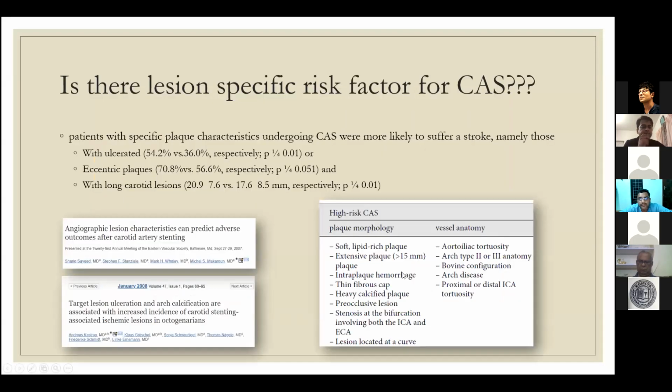Sarah also pointed out the lesion-specific characteristics like lipid-rich plaque, intraplaque hemorrhage, and fibrous cap. These are mostly seen in vulnerable plaque, which is usually present in most symptomatic patients. Since we are only intervening in symptomatic patients, and most of our symptomatic patients have this kind of plaque morphology, indirectly it means that most of the patients are not directly candidates for carotid artery stenting.